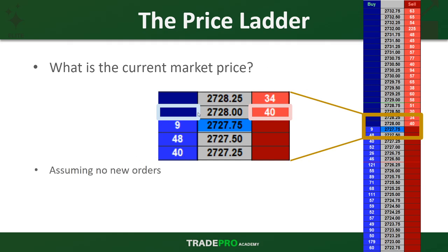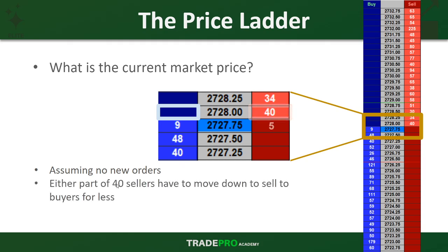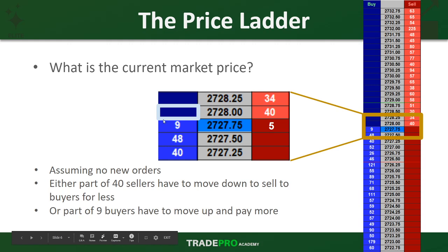Assuming that no new orders come into this area, either part of the 40 drop down into the 27 3 quarters, or 0.75. Some of these guys could drop down and sell for less, or part of these 9 right here have to move up and pay more, or maybe some of these 48 decide, hey, it's time to move up into this offer area and start paying more. So you can see this is an example. Maybe five of these guys from the 9 over here jump up and want to pay more, or maybe market buyers come in, 5 of them from a different level, and want to pay more.